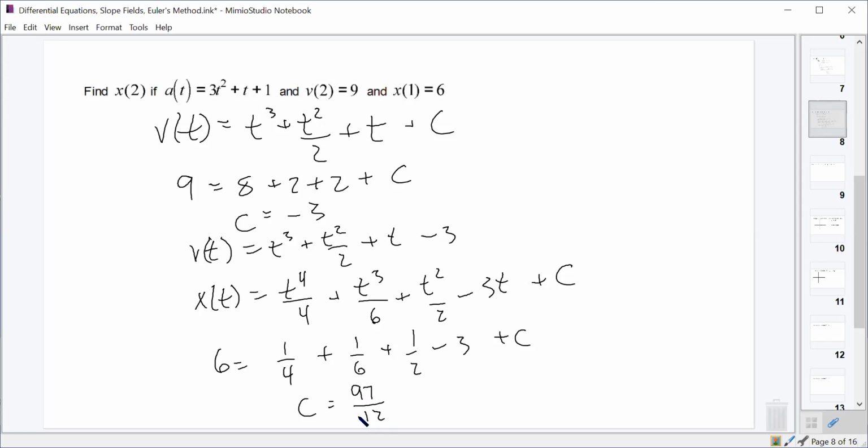97/12. You guys all agree with that? Let's see, what is that? 3, 5, and 11/12. Yeah. 9. Yep. All right, I agree with that. Okay. So c is 97/12. So our position function x of t should be t to the 4th over 4 plus t cubed over 6 plus t squared over 2 minus 3t plus 97/12. And we want x of 2.